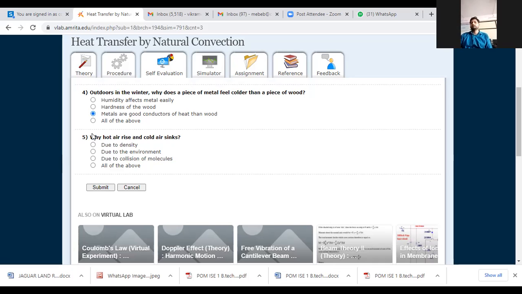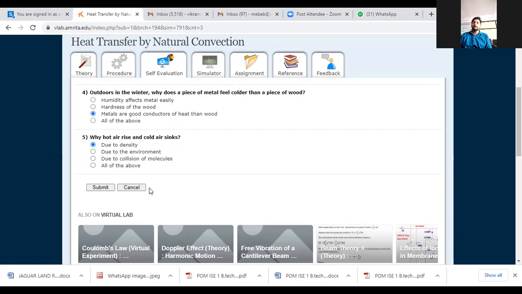Okay, because the hot air, we know that after the vaporization of water from the earth's surface, its density is lower than the air density, and because of that only the vapors are moving in an upward direction and they are forming the cloud, and then the rain, or we can see the raining on the earth. Okay, so this is the normal question, we know that. So hot air rises because of the density, because of the environment, because of the collision of molecules, all of the above. Okay, the right answer is due to the density.